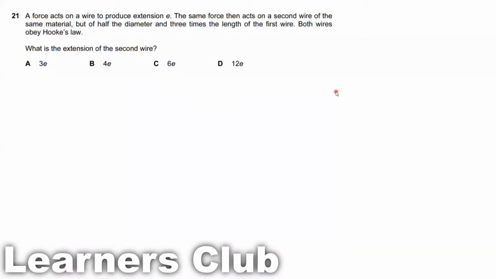Question 21. A force acts on a wire to produce extension E. The same force then acts on a second wire of the same material but of half the diameter and 3 times the length of the first wire. Both wires obey Hooke's law.